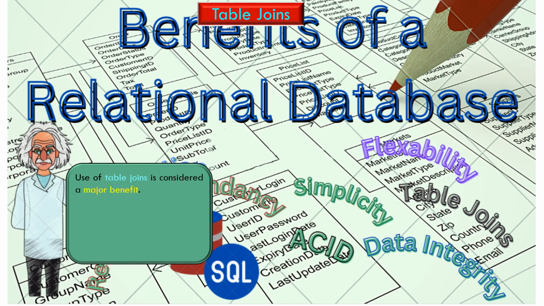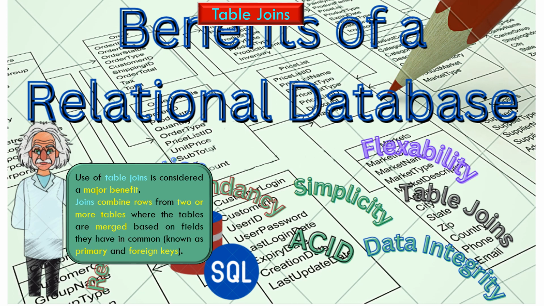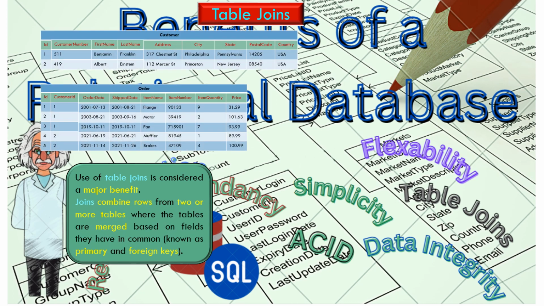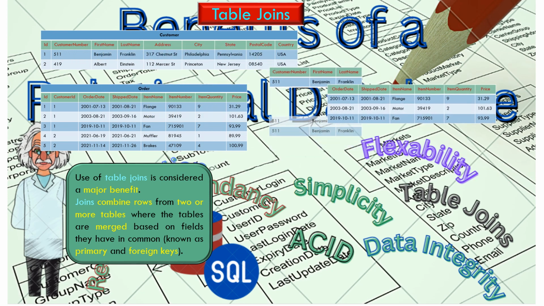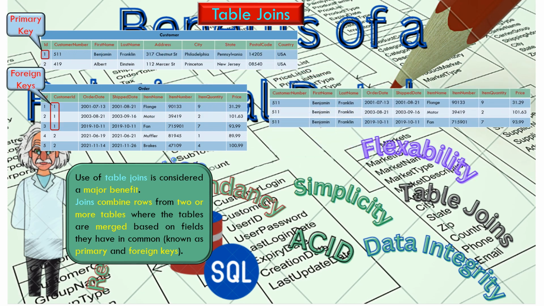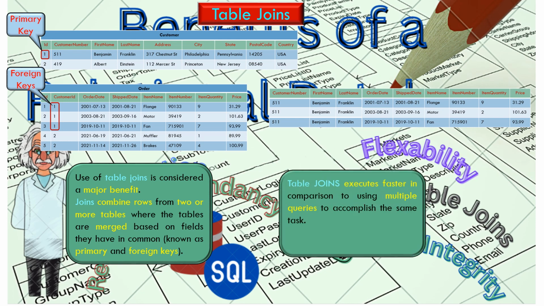Use of table joins is considered a major benefit in a relational database management system. Joins combine rows from two or more tables where the tables are merged based on fields they have in common, known as primary and foreign keys. Table joins execute faster in comparison to using multiple queries to accomplish the same task. The ability to join data does help reduce data redundancy.